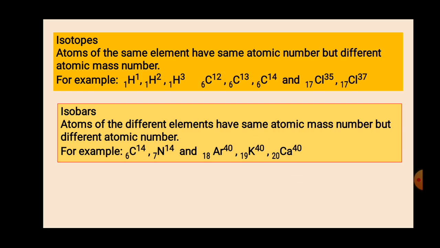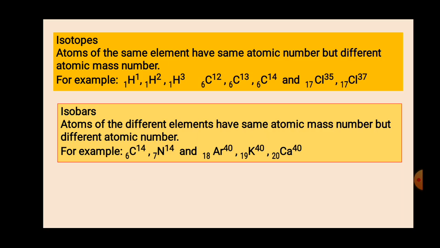So after the discovery of isotopes, what happened? Dalton's atomic model was no more valid. Here one more set of isotopes was discovered, that is carbon isotopes. Now there are 3 isotopes of carbon: carbon 12, carbon 13 and carbon 14. Same thing, chlorine isotopes: chlorine 35, chlorine 37.